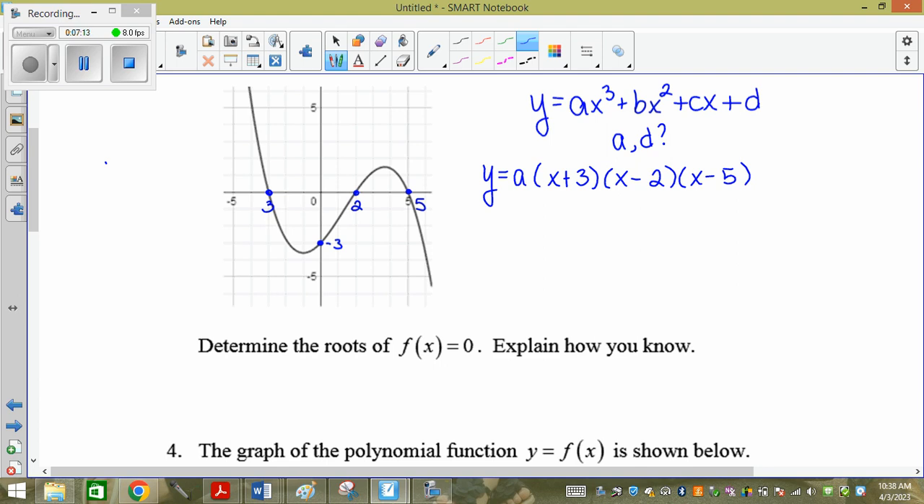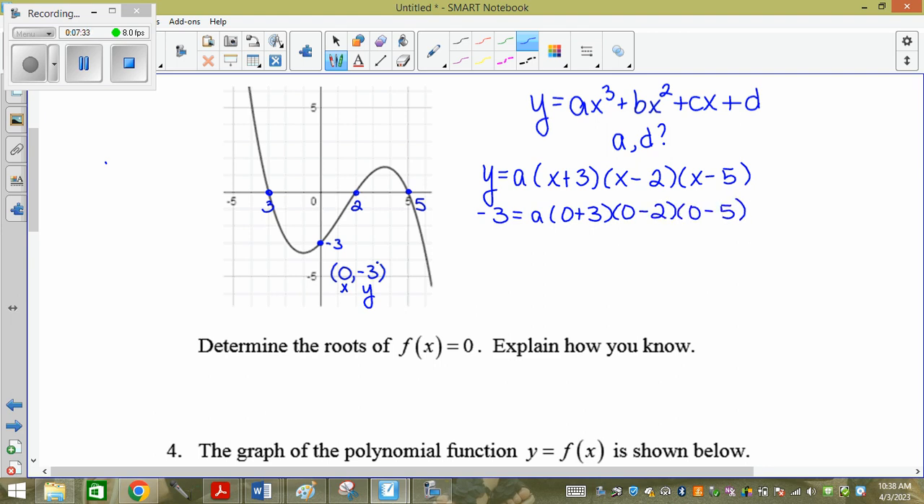Okay? Then I take a point, often bolded. It will be bolded. They will have a bolded point. You use that to get your x and your y, to solve for your a. So you get negative 3 equals a times (0 plus 3)(0 minus 2)(0 minus 5).